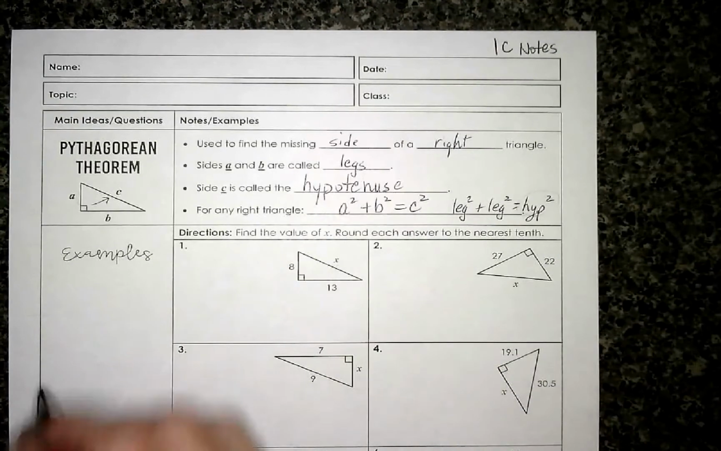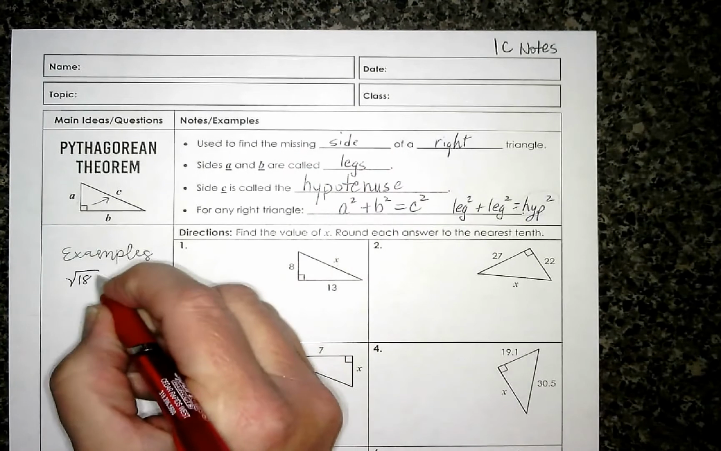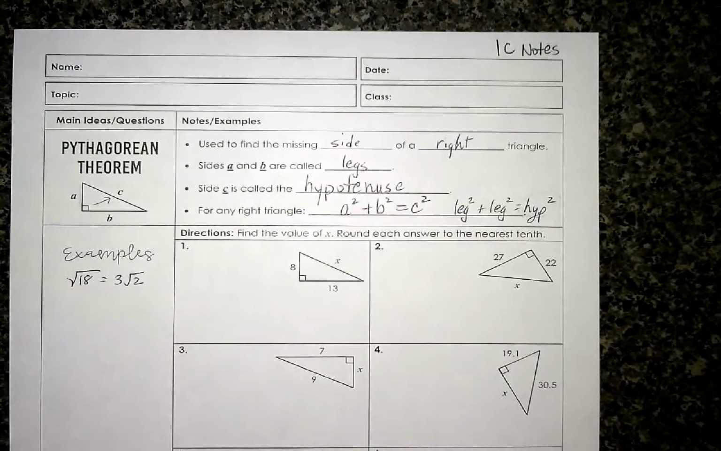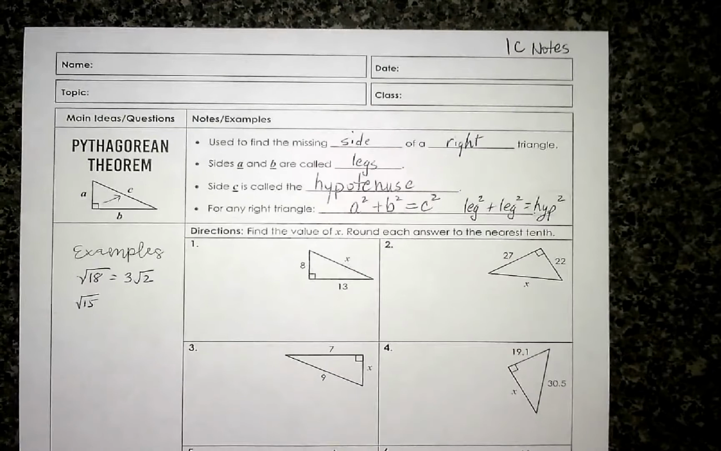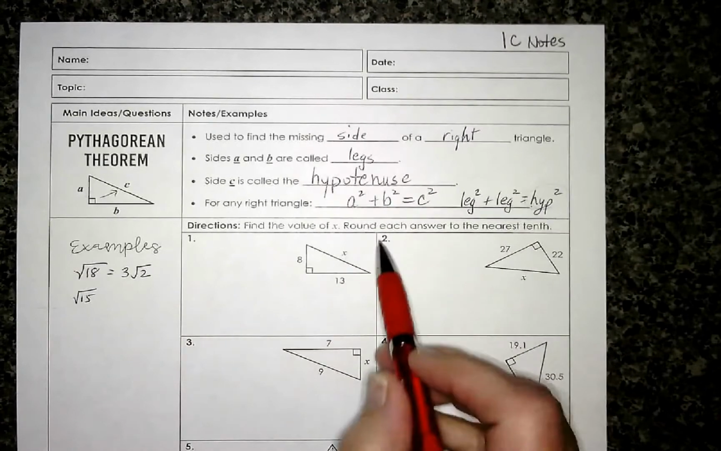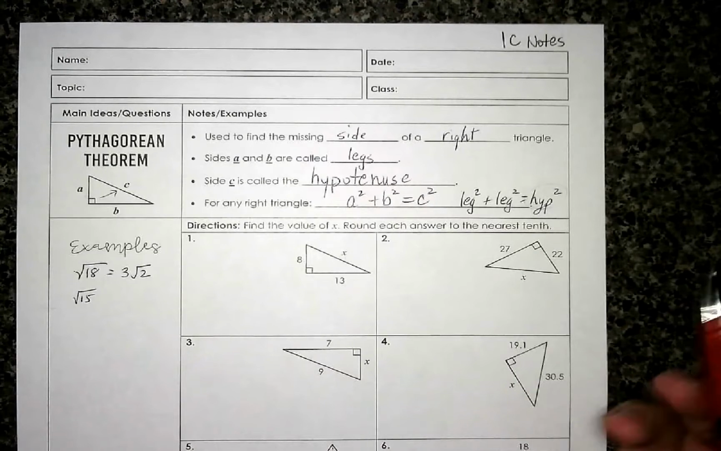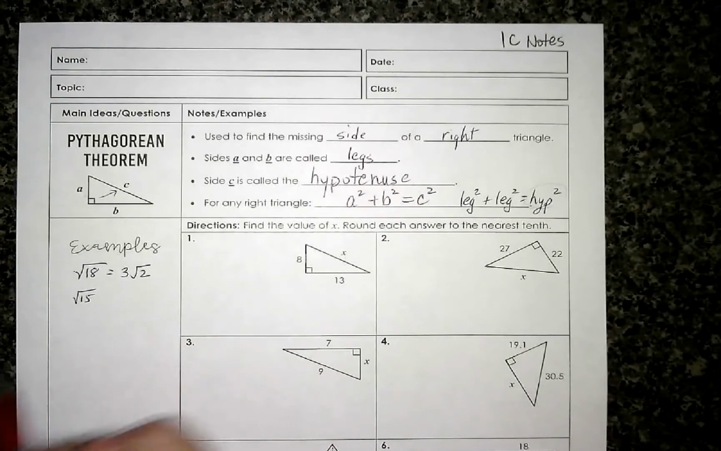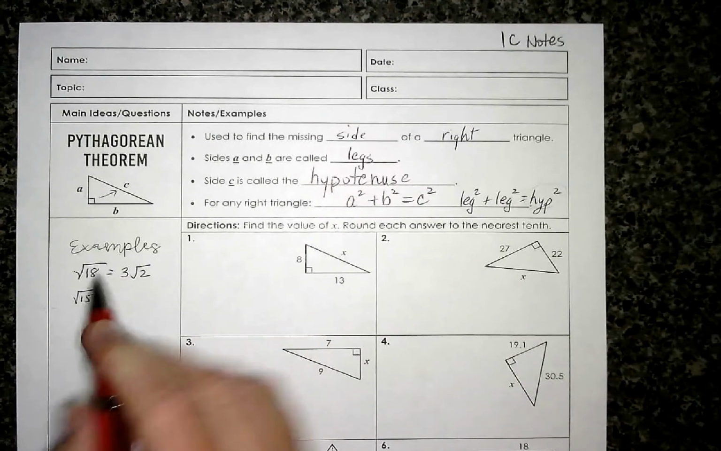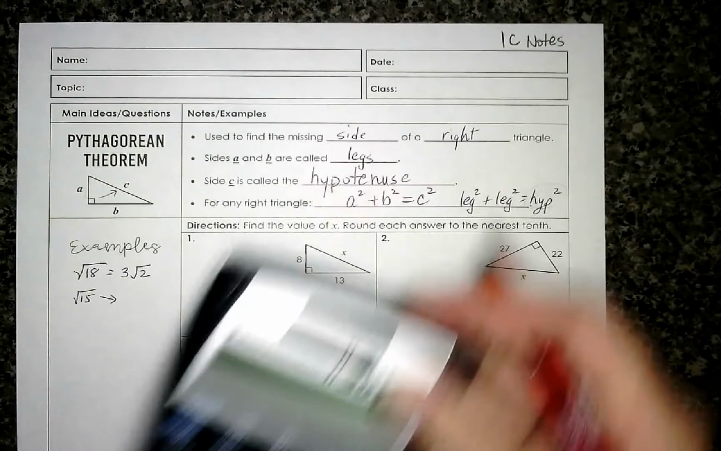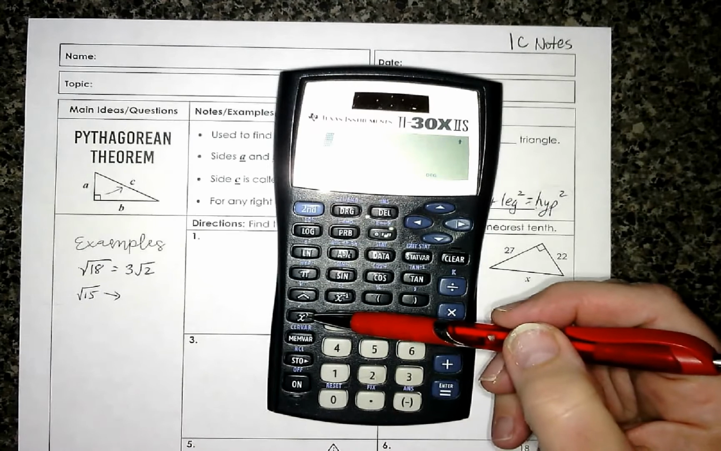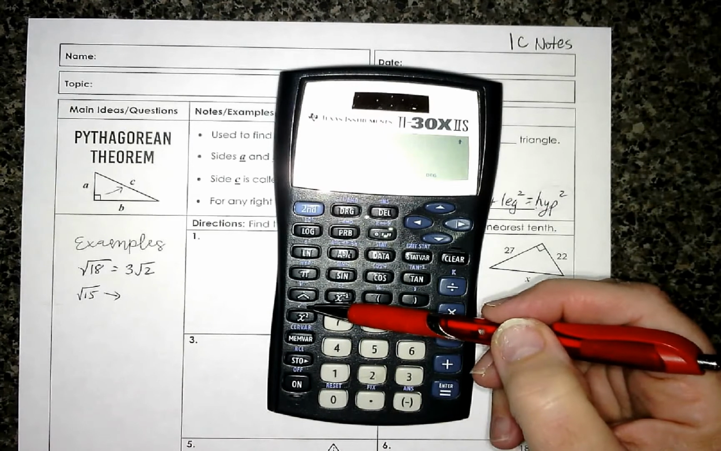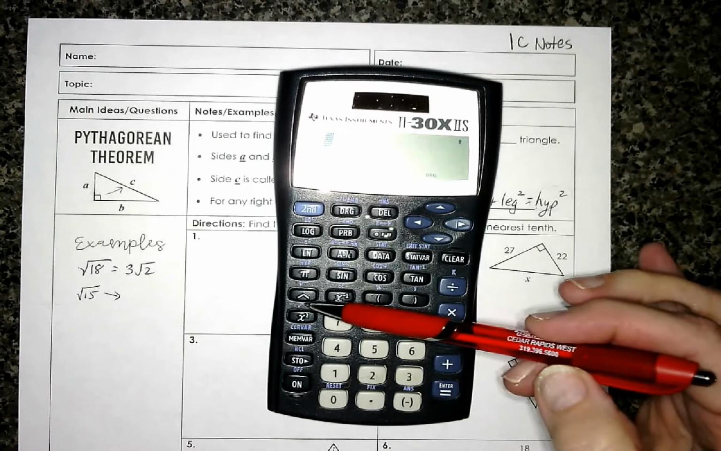In the last couple lessons, we did some work with square roots. For example, the square root of 18, we simplified to 3 square root of 2. Square root of 15, we just left as square root of 15. In today's lesson, when we start the Pythagorean theorem, they're going to ask us to round each answer to the nearest tenth. That involves using our calculator to find the square root of a number and using the decimal form for our answer. So if I want the square root of 15 as a decimal, I'm going to use the calculator. Calculators are each a little bit different, but usually the square root is right above the x squared button on our class calculators.